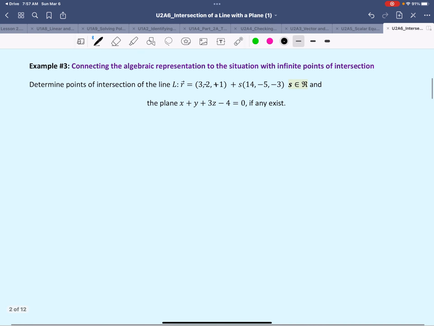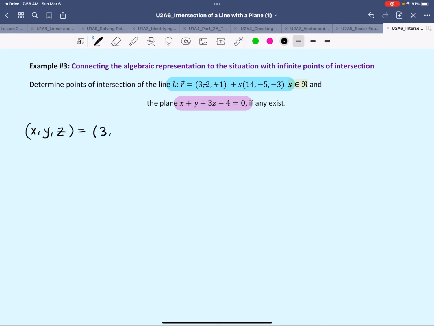Next, we're going to look at example number 3. In example number 3, we have the equation of a line given in vector form and the equation of the plane given in scalar form. Similar to what we did in the previous examples, for the line, we're going to derive the parametric equations, which will help us determine the coordinates of the point of intersection.